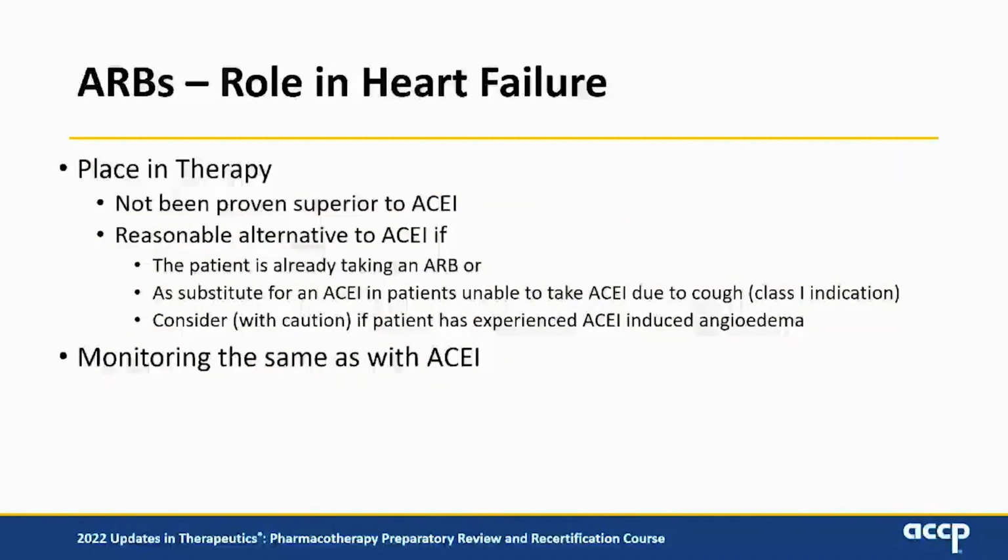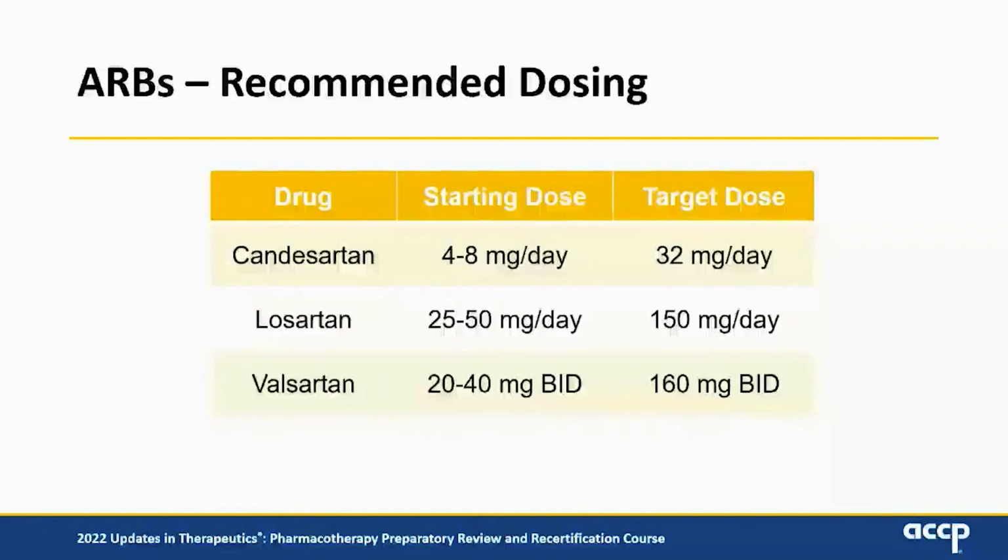We also have ARBs. These have not been proven superior to ACE inhibitors in trials, but they are a reasonable alternative, especially in patients who can't tolerate an ACE, most commonly because of that cough that can be really troublesome. So these drugs have the same monitoring and the same considerations as ACE inhibitors, and they also have a starting dose and a target dose. And again, I would recommend learning these target doses.